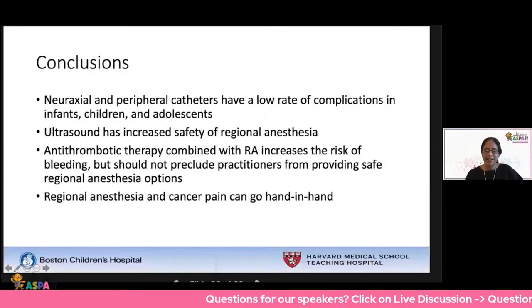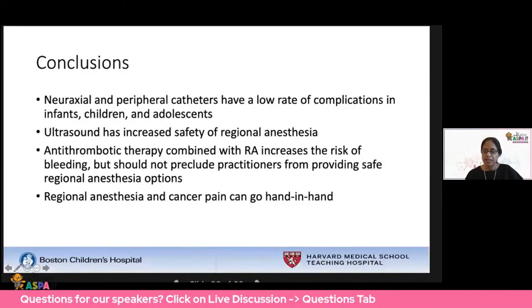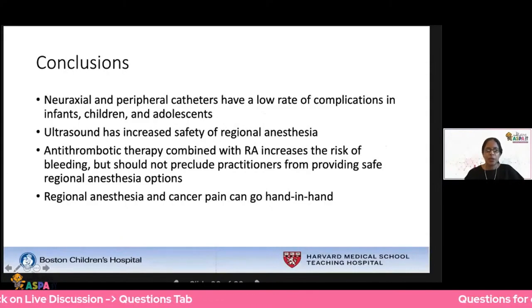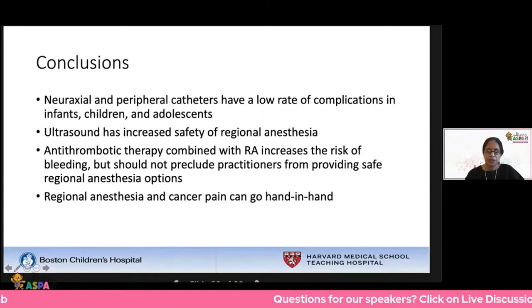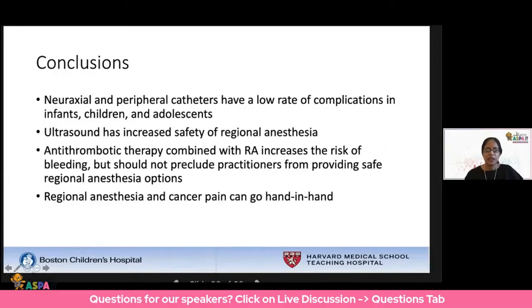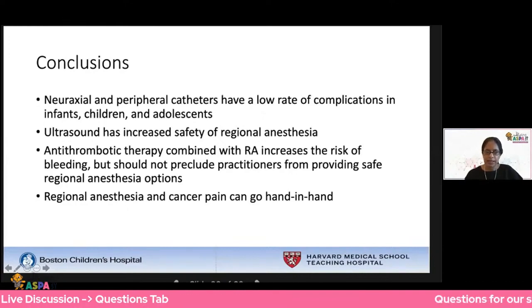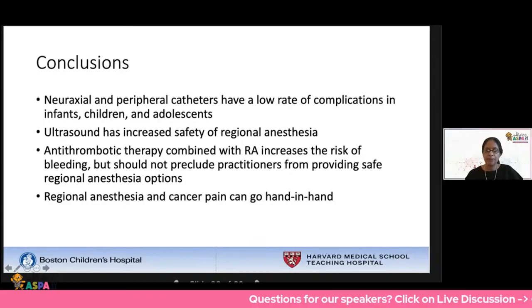I want to thank you for allowing me to speak today. I feel passionate about regional anesthesia and cancer surgery. We do it safely here in Boston Children's Hospital, and I think we've talked today about the safety of neuraxial and peripheral catheters. They have a low rate of complication in infants, children, and adolescents. Ultrasound has increased the safety of regional anesthesia greatly.